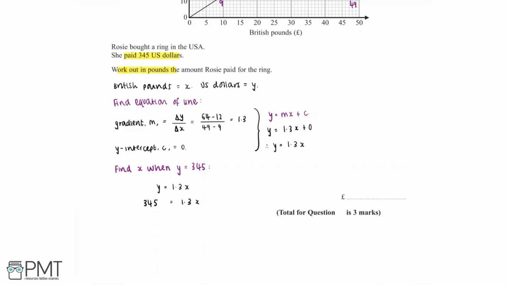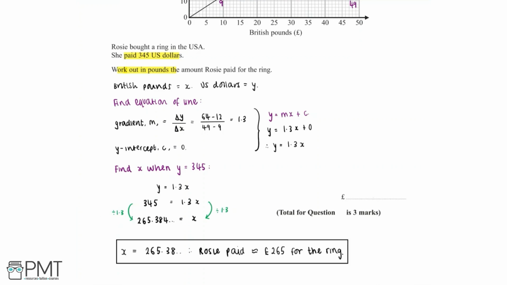To find x, we can divide both sides by 1.3. Dividing the right hand side by 1.3 will leave us with x, and dividing 345 by 1.3 will leave us with 265.384... And so we found that when y is equal to 345, x is equal to 265.384. We know that x is equal to the amount of money in British pounds, and so rounding our answer of x to the nearest pound, we can say that Rosie paid approximately £265 for the ring.